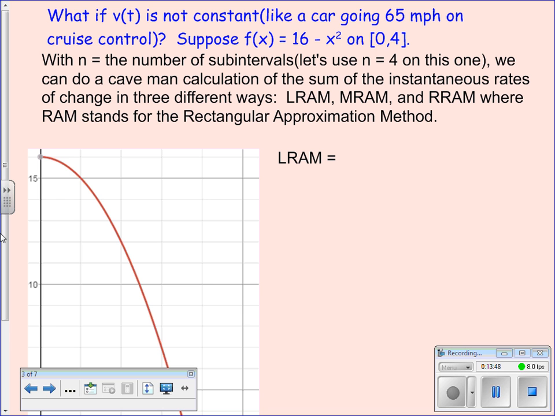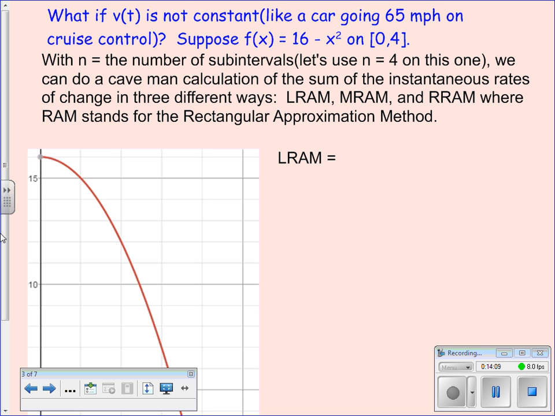My suggestion to you: sketch this curve. It does not need to be exact, but sketch this curve. We're going to do this 3 times. We're going to start with LRAM, then MRAM, and then RRAM, so you're going to be able to compare them. Now, they're an approximation. The important word here is approximation.